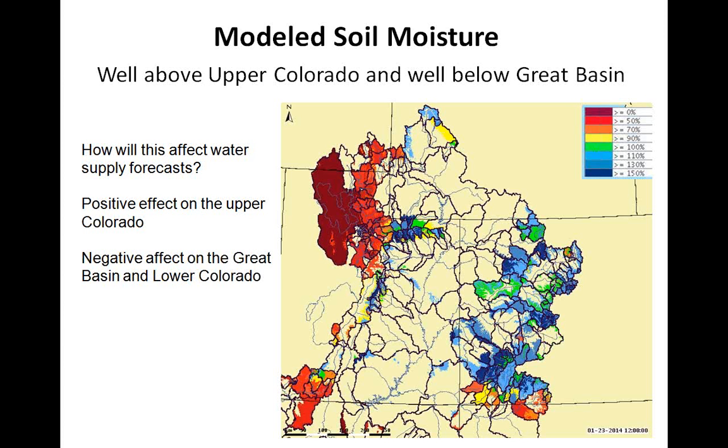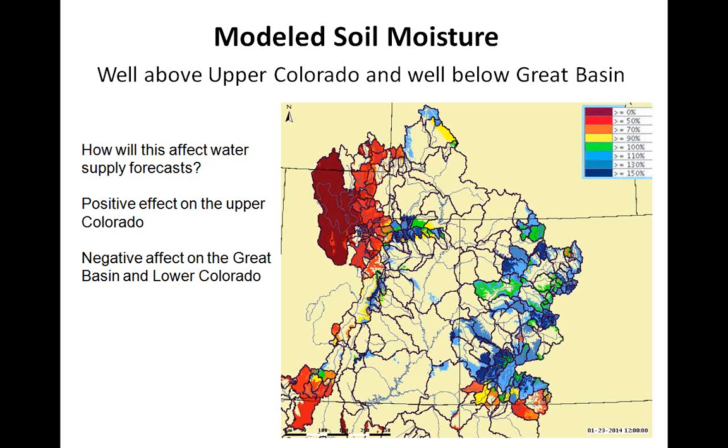And the reason we're showing you these charts is that areas that are dry or have much below average soil moisture will tend to negatively affect the runoff in the spring. It's going to affect the guidance that we're receiving today, which of course affects the forecast that you receive.